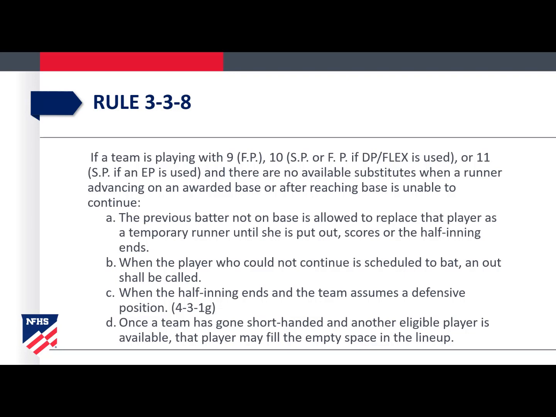Now when the player who could not continue is scheduled to bat, an out shall be called. And when the half inning ends and the team resumes the defensive position, once a team has gone shorthanded and another eligible player is available, that player may fill the empty space in the lineup.